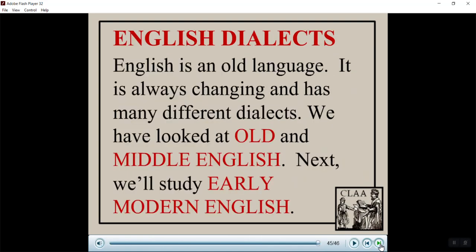English is an old language and is always changing and has many different dialects. We have looked at Old and Middle English. Next, we'll study Early Modern English.